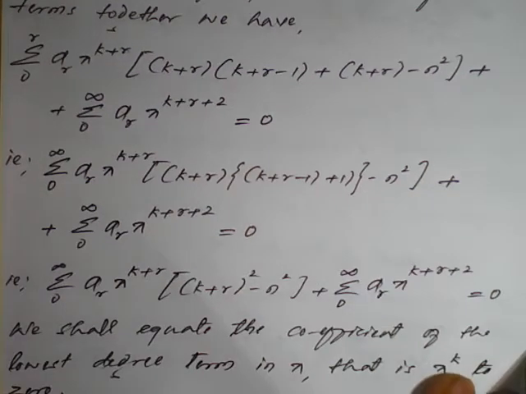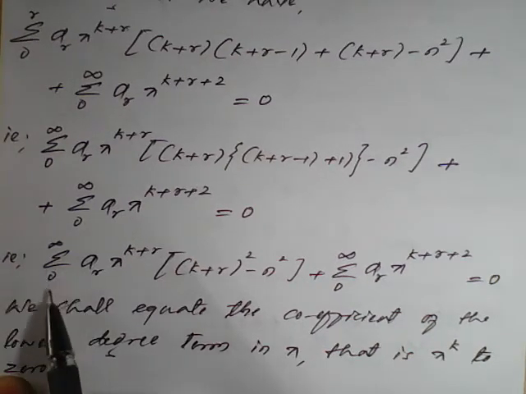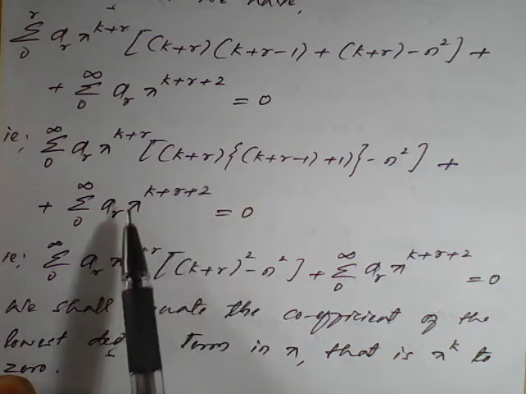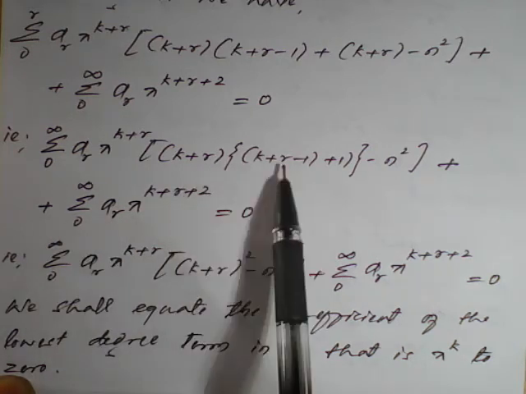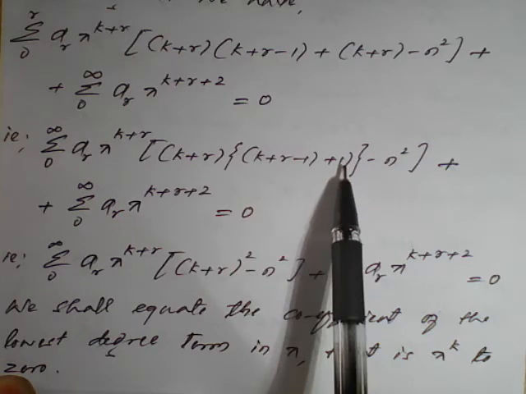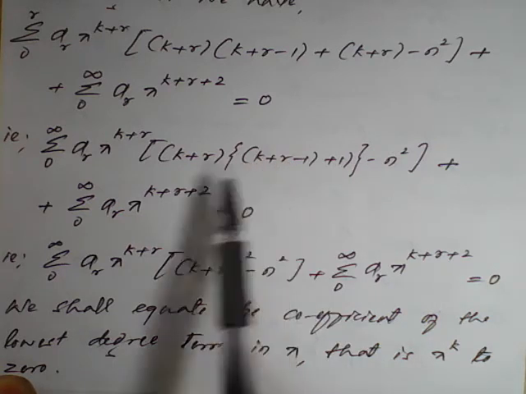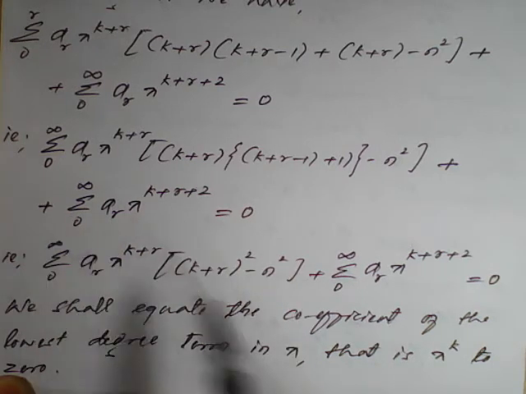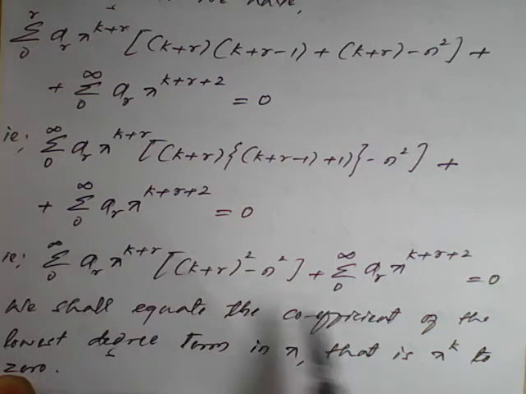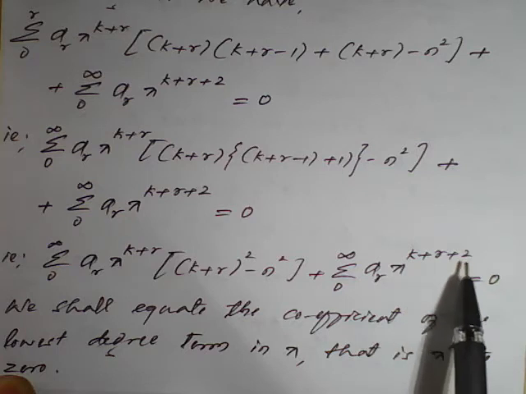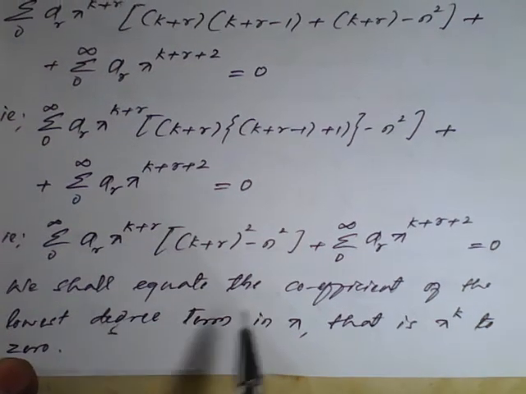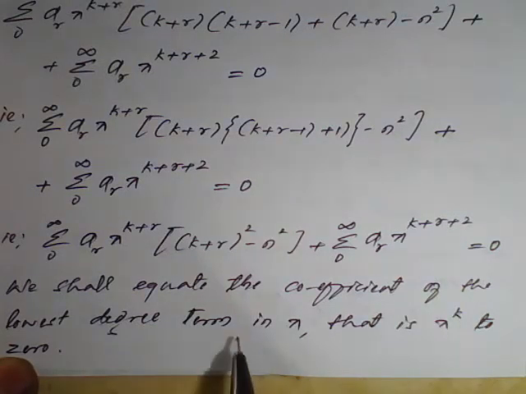Next, simplify the bracket term now. Summation 0 to infinity a_r x^(k+r) as it is. Simplify this: minus 1 plus 1 cancels, so k+r is left, and k+r into k+r will give (k+r) whole square minus n square, plus summation 0 to infinity a_r x^(k+r+2) as it is. Therefore we shall equate the coefficient of the lowest degree term in x.